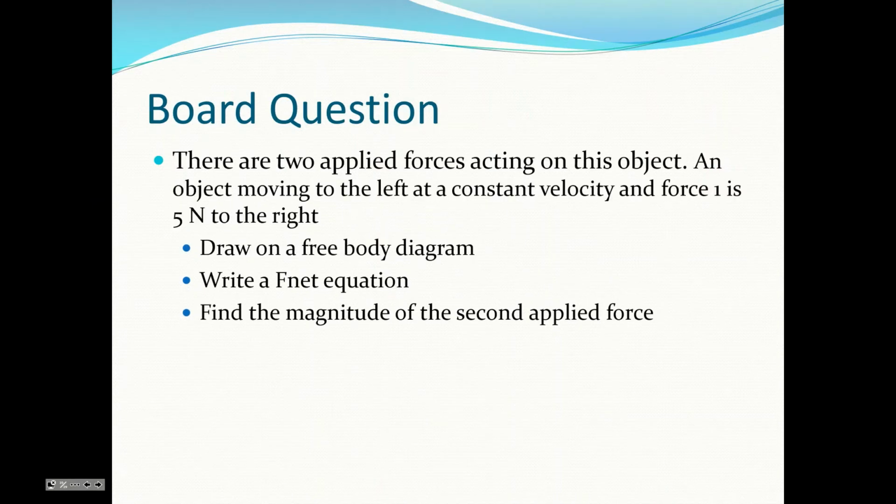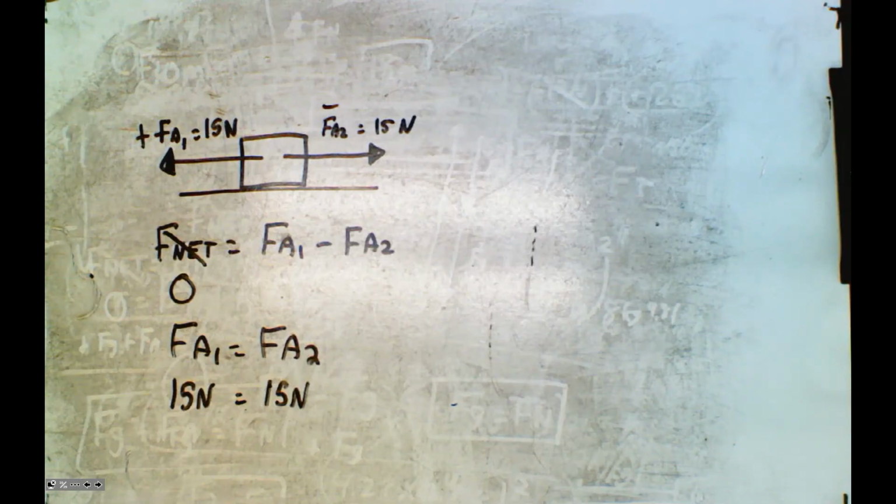So let's try another one. There are two applied forces acting on this object, an object moving to the left at a constant velocity, and force 1 is 5 newtons to the right. So same things to do. Okay, so make sure you try this on your own before I go through it.